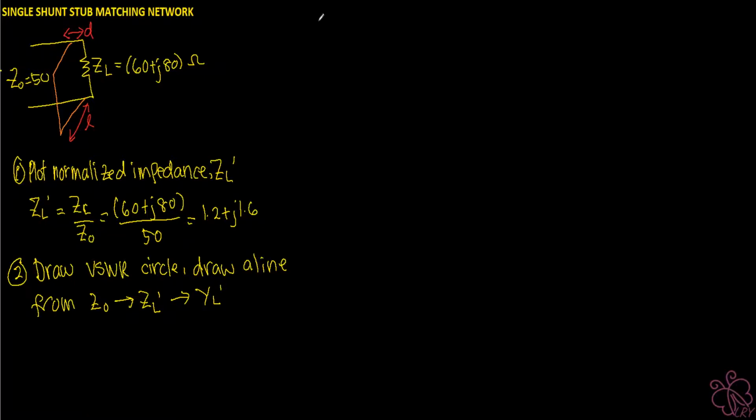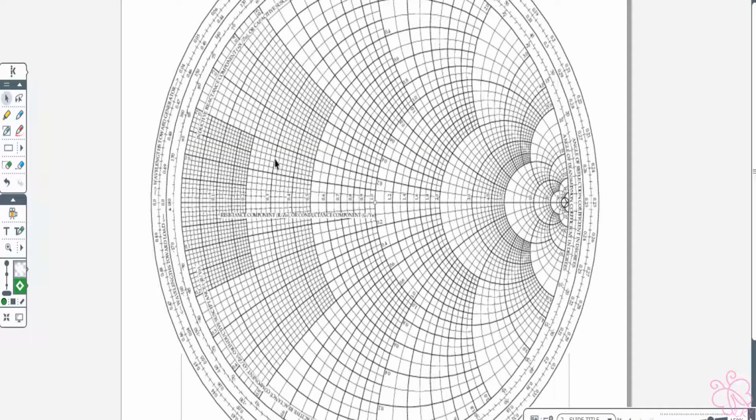Okay, so I will do a bit of calculation first. YL prime is 1 over ZL prime. So 1 over ZL prime, which is 1.2 plus j1.6, you will get around 0.3 minus j0.4. So we want to see whether when we plot our YL prime, we get the same as 0.3 minus j0.4. Okay, so this is our Smith chart.